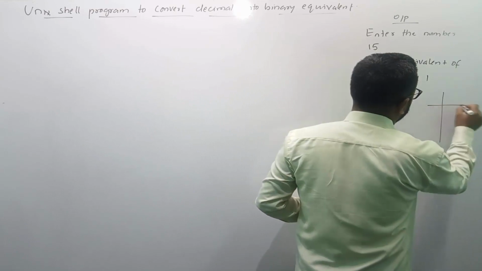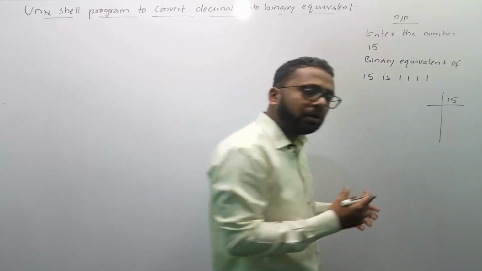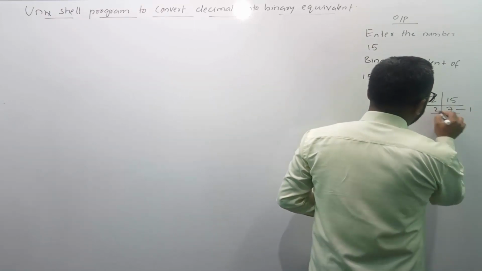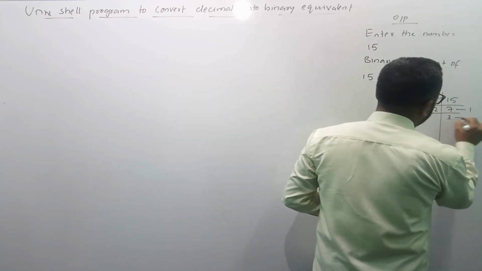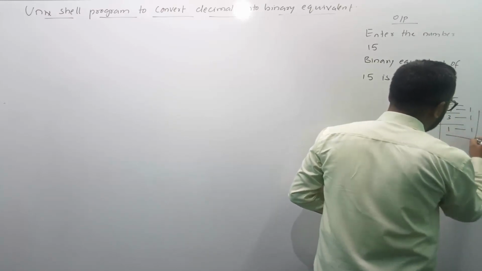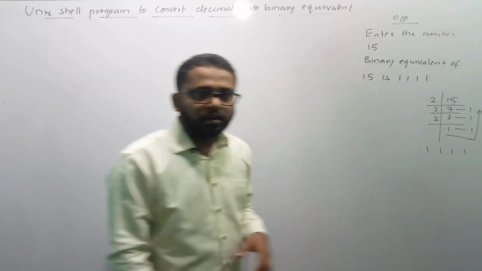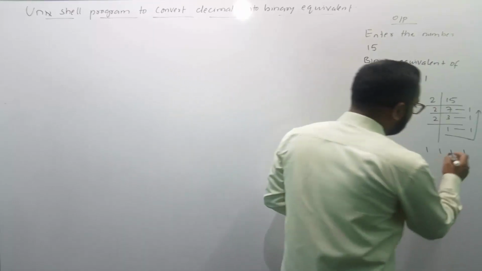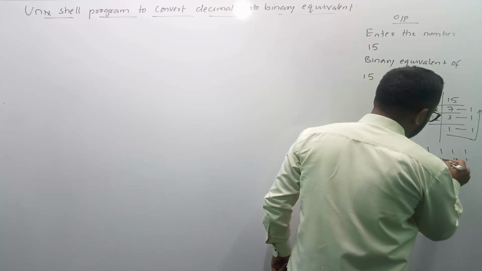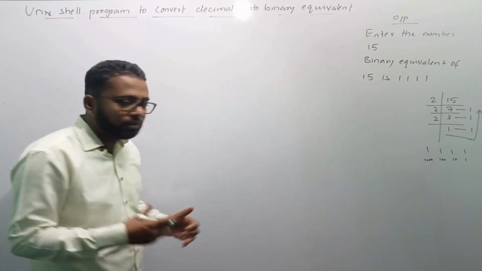Let me first write 15 here. To get the binary equivalent, we perform this task: 2 7s are 14, and we'll get 1 as a remainder. Then 2 3s are 6, and we'll get 1 as a remainder. Then 2 1s are 2, and we'll get 1 as a remainder, and we'll count like this, and we'll get 1 1 1 1. Now let us consider this as place 1, this as place 10, this as place 100, and this as 1000. Here we need to create a few variables.